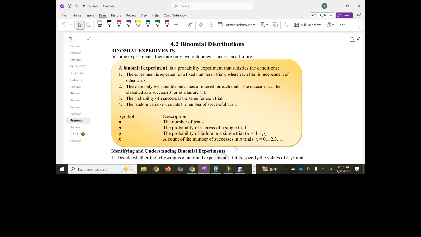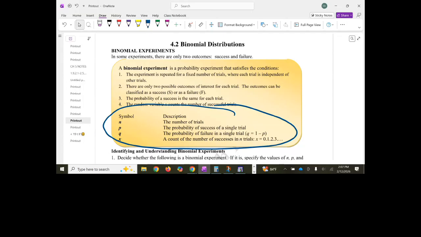And there's something we're going to call a random variable x. That's going to count the number of times we were successful. Okay, so we have some symbols up here. Here are my symbols. The letter N tells me how many times we are going to try that experiment. The letter P stands for the probability that it's going to be a success. The letter Q is the probability that it's going to be a failure. And the letter X stands for the number of successful trials.